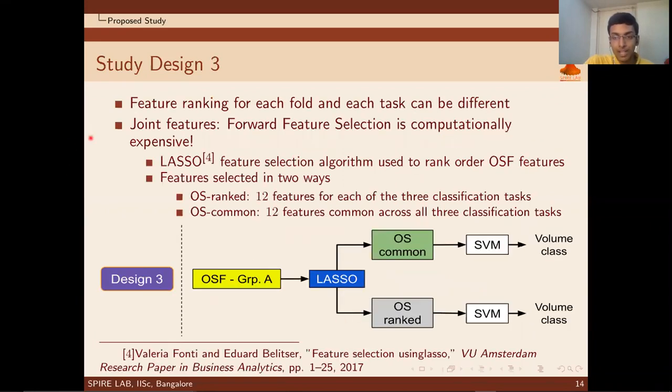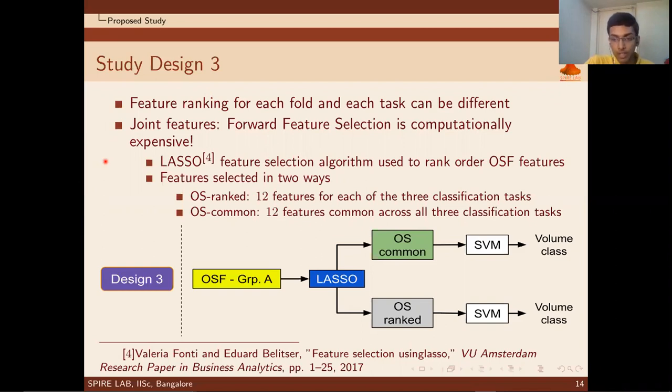Even though each category of features was assessed in study design 2, it is important to understand the minimum set of joint features that can help in volume classification. Since it is computationally very expensive to use the forward feature selection algorithm over a set of 6,373 features, the lasso feature selection algorithm was used for finding the best set of features that maximize the classification performance.